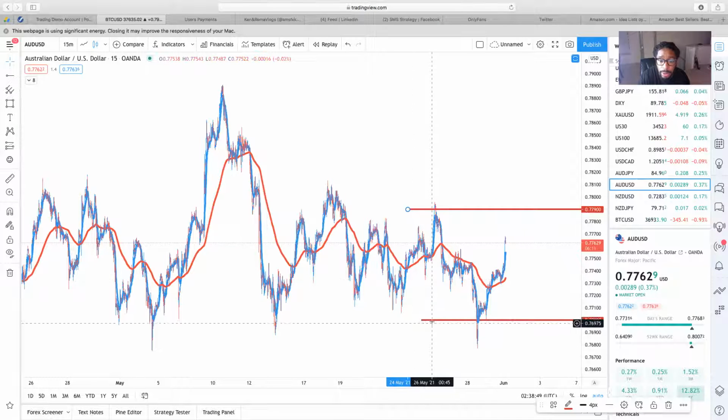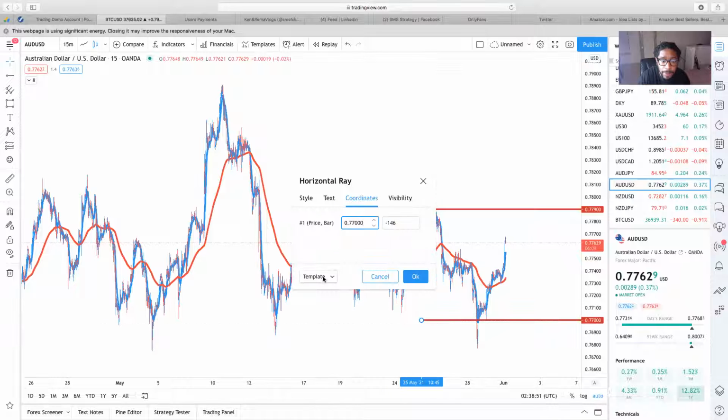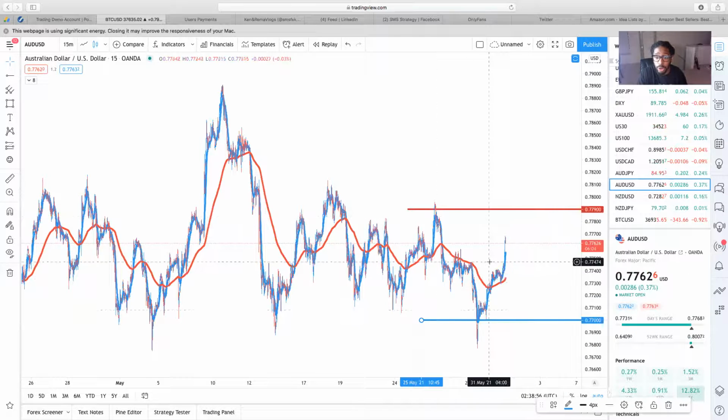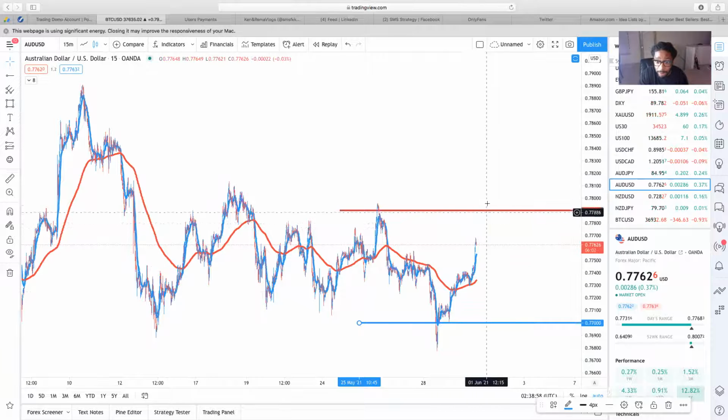So now you can do the same thing, red, come here, boom, click the template, and then buy. Right, and so now you have a smaller zone to where you can work off of and make money. So when price gets to here, you can sell. When price gets to here, you can buy. Only if confluences, right? But that's for another video.